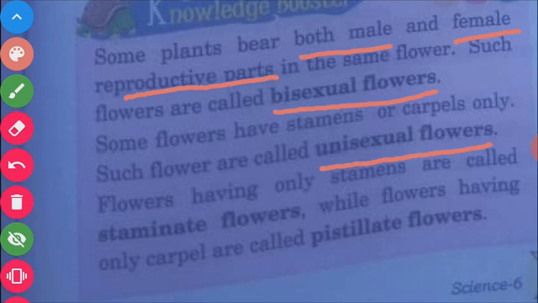Then, what is the difference between bisexual flowers and unisexual flowers? Bisexual flowers are those flowers in which both male and female reproductive parts are present in the same flower.